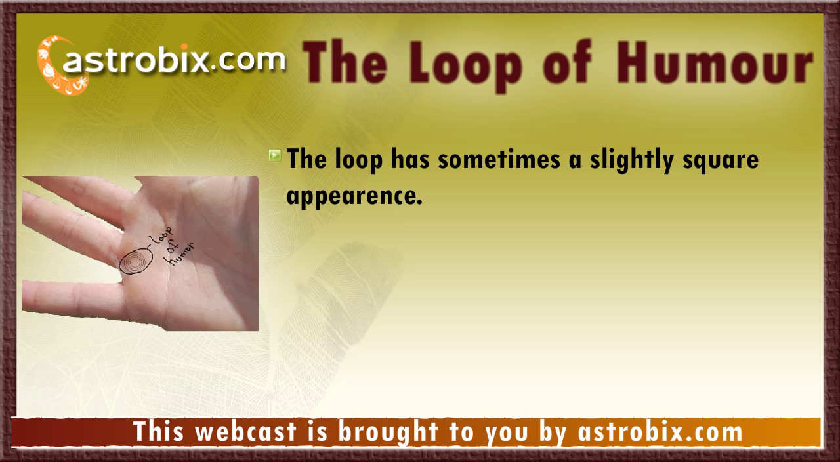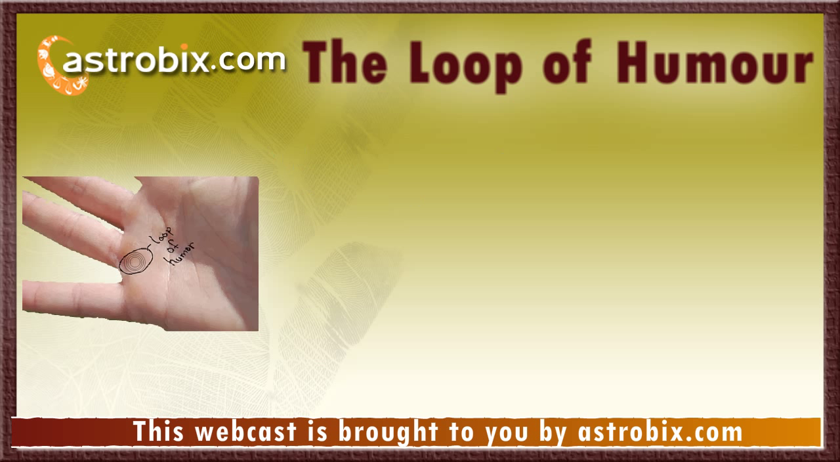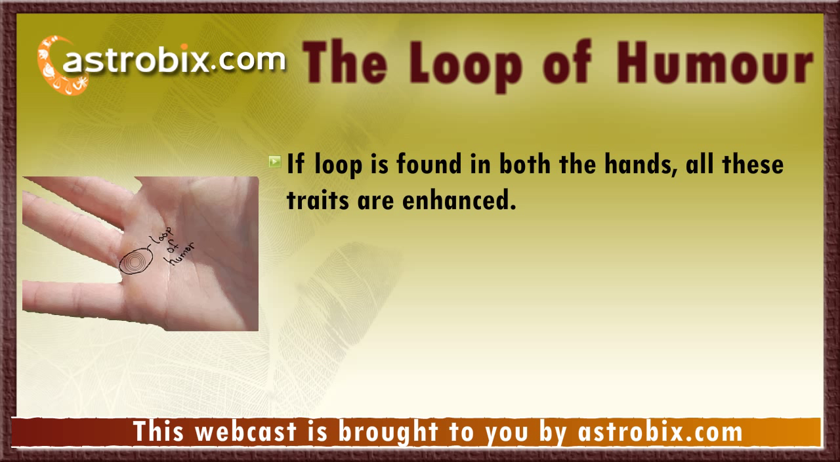Sometimes the loop has a slightly square appearance. In this case, the bearer will not be noticed for his or her graceful and gentle nature. If the loop is found on both the hands, all these traits are enhanced.